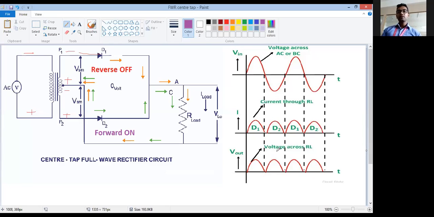Now the positive half cycle is gone, the negative half cycle is also gone. So after this first negative half cycle, you will get the second positive cycle. In the second positive cycle, what will happen? Similar to positive half cycle number 1, D1 is forward bias, D2 is reverse bias. Again, current will flow because of D1. See here, they are shown clearly. And in the negative half cycle, current flows because of D2.